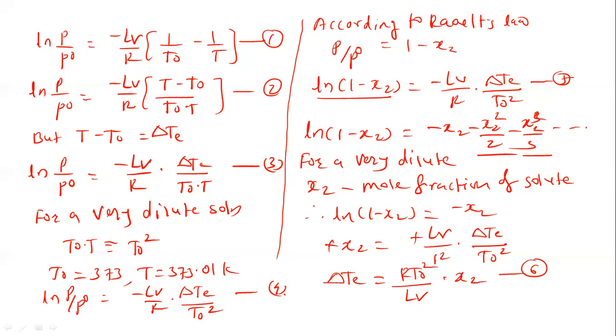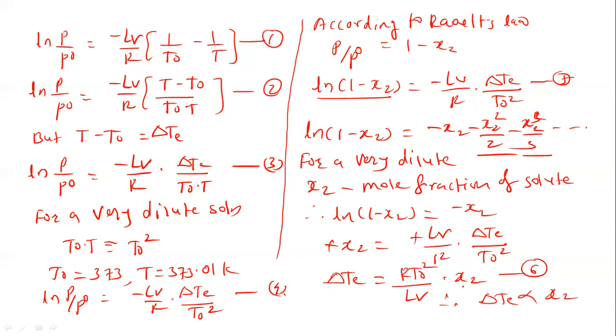LV is the heat of vaporization per mole of the solvent. It is also constant. So therefore we can write here delta TE, these three values are supposed to be constant, is directly proportional to x2. So we can say that elevation in boiling point of a solvent is directly proportional to the mole fraction of the solute. So as the mole fraction of the solute changes, elevation in boiling point of a solvent will change. Okay. So we get here the equation 6.